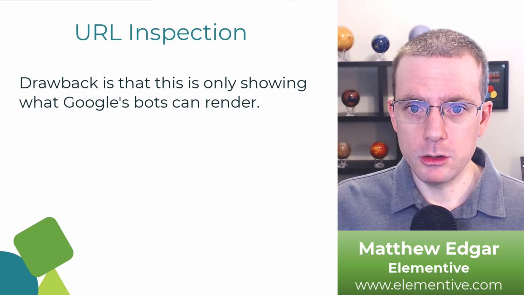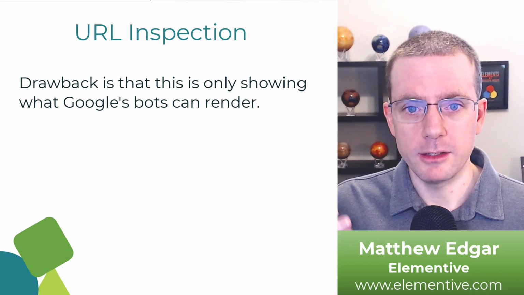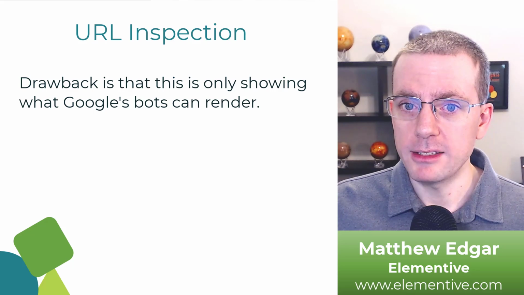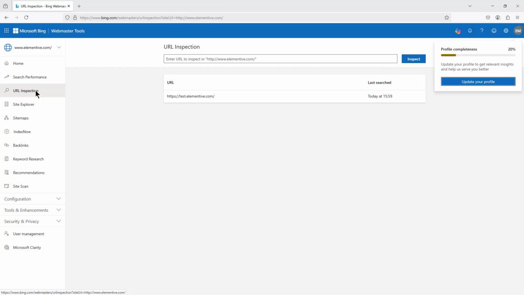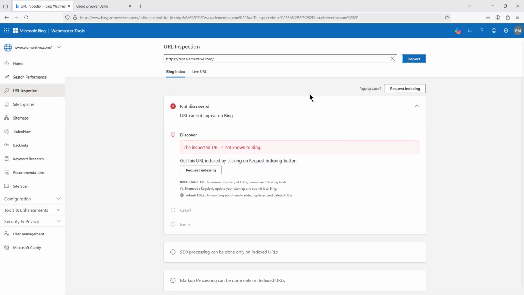The drawback to Google URL Inspect, though, is that it's only Googlebot, and there are other bots that we need to be thinking about. So one other tool we can use to understand a different bot's view is Bing Webmaster Tools. So in Bing Webmaster Tools, we can click on URL Inspection. And then when we click on URL Inspection, we can enter in the URL that we want to test. Similar to Google's URL Inspection, we can view the current state of this URL, what Bing currently knows about the URL, what Bing is currently doing about the URL. But to test rendering, we want to click on Live URL.